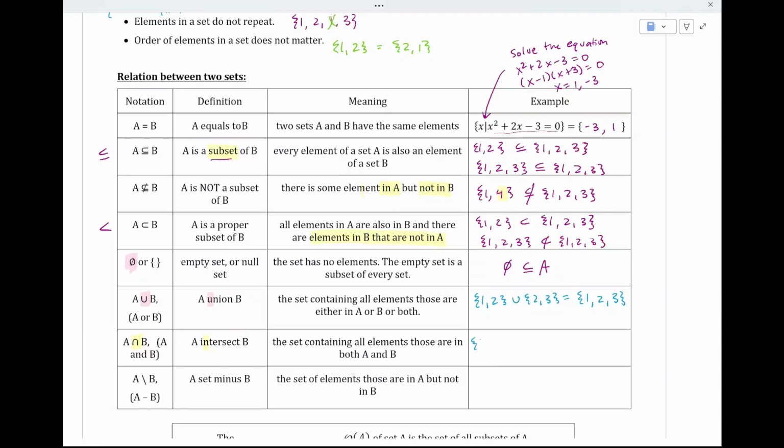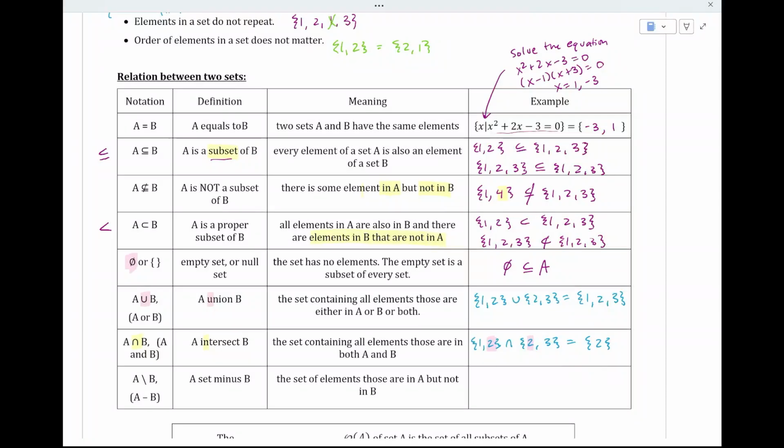So if I'm going back to the set that contains 1 and 2, intersect the set that contains 2 and 3, that is only going to be the set that contains 2. That's the only thing that's in both sets. Here I see it in this one, and there I see it in that one.